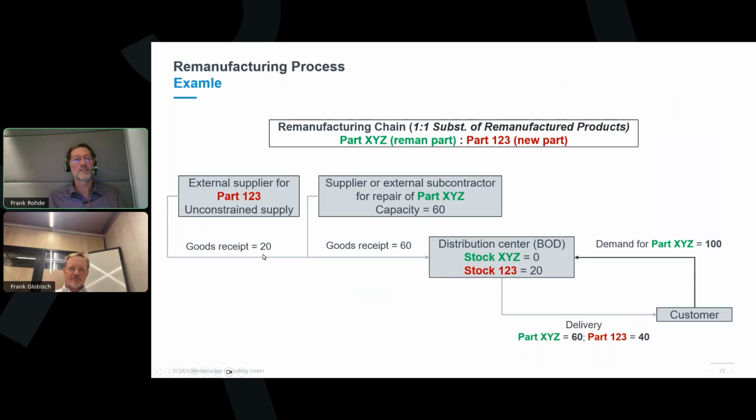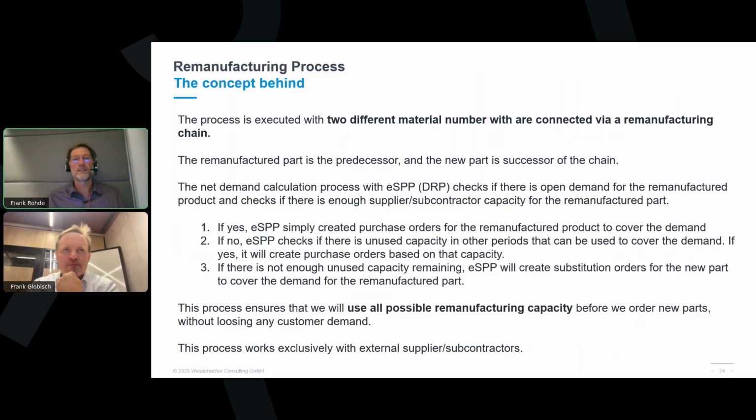Then the system creates the alternative purchase order for the new part. We get those receipts, and then we would deliver 60 pieces of the old part, or the remanufactured part, and 40 pieces of the new part. And in order to make that happen, we simply need a remanufacturing superset or chain where the old part, or the remanufactured part, is the predecessor and the new part is the successor. I hope that makes it clear.